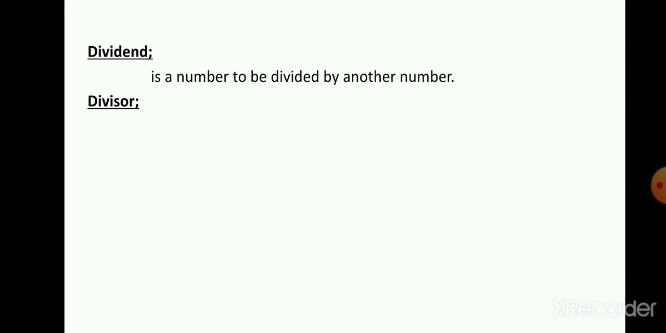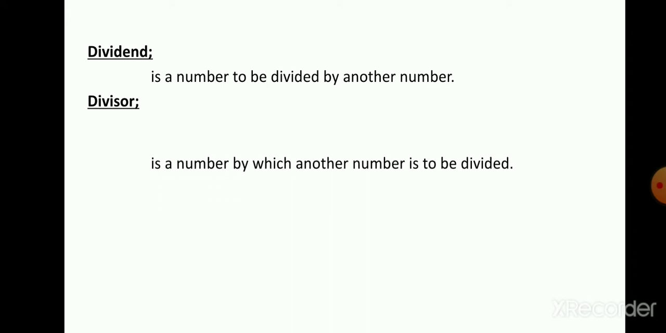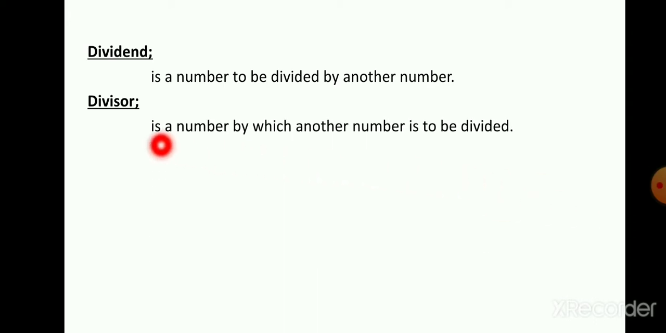Now the next term is divisor. What is divisor? Divisor is a number by which another number is to be divided. That means dividend is a number that we have to divide, and divisor is a number by which we divide this dividend. Okay?